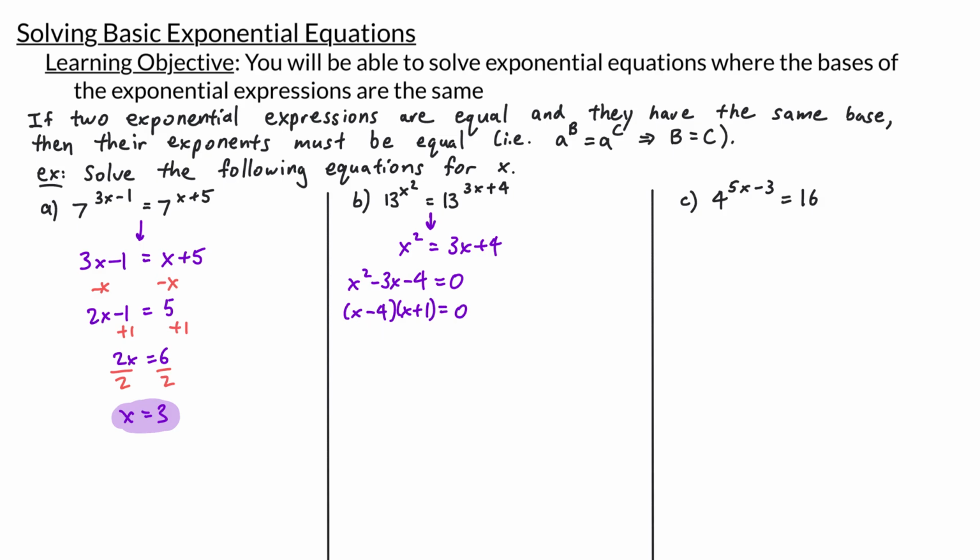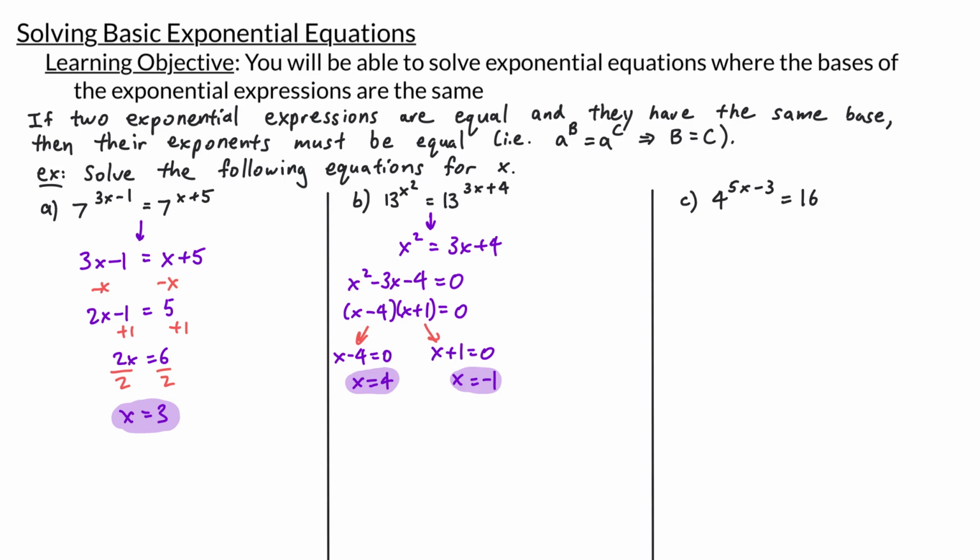Now, if a product of two things is equal to 0, that tells me that either the first factor equals 0 or the second factor equals 0. So we have either x minus 4 equals 0 or x plus 1 equals 0. On the left here, we can add 4 to both sides. We get x equals 4. And on the right here, if we subtract 1 from both sides, we get x equals negative 1. So the two solutions to our exponential equation are x equals 4 and x equals negative 1.